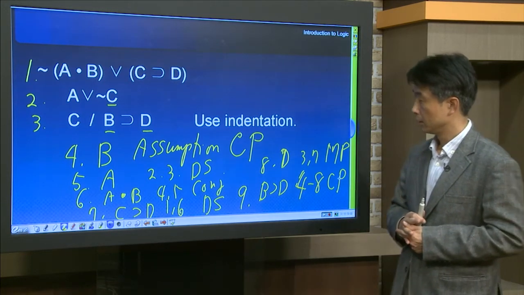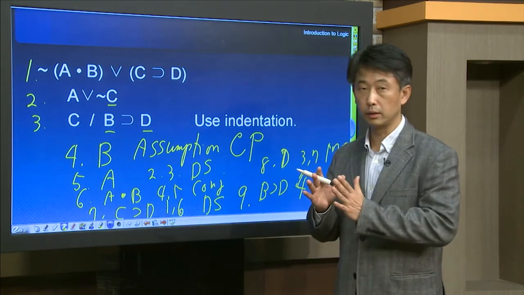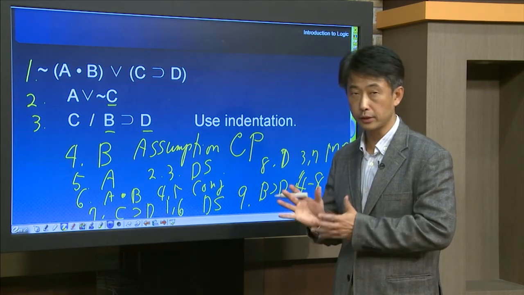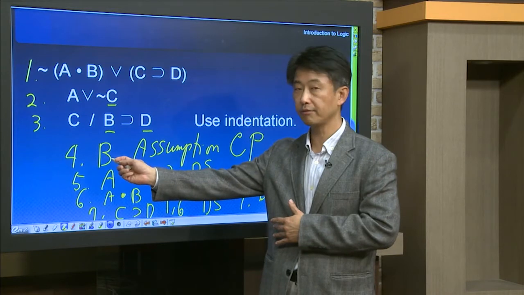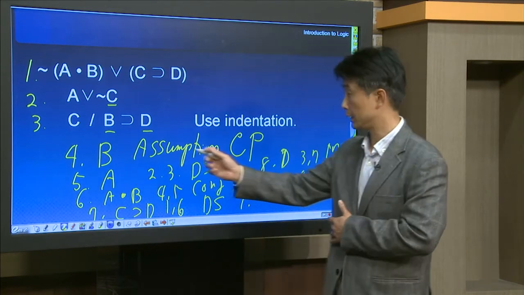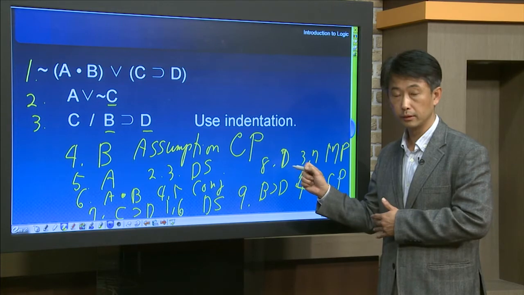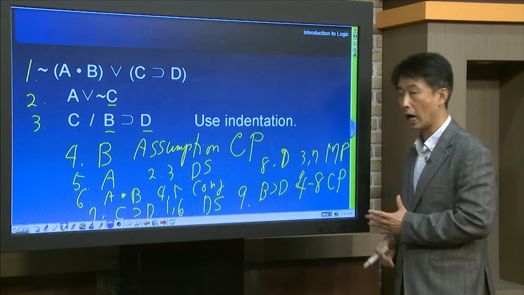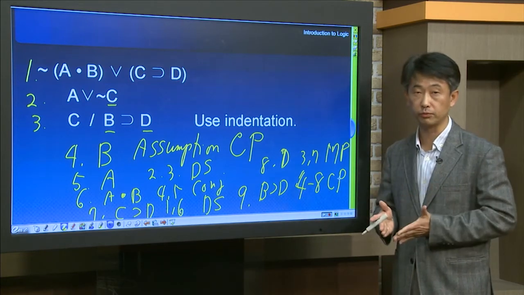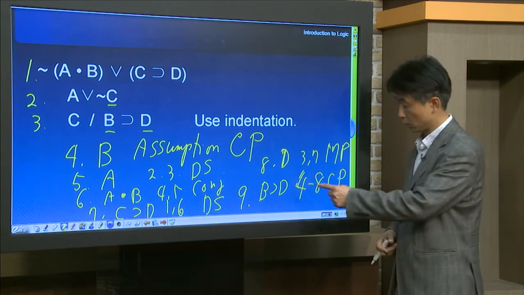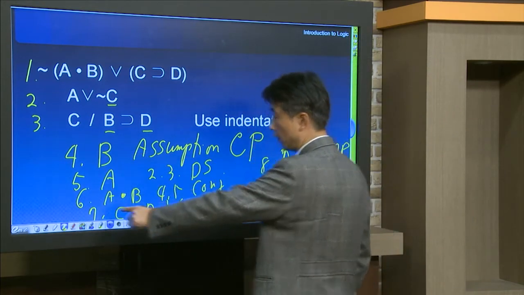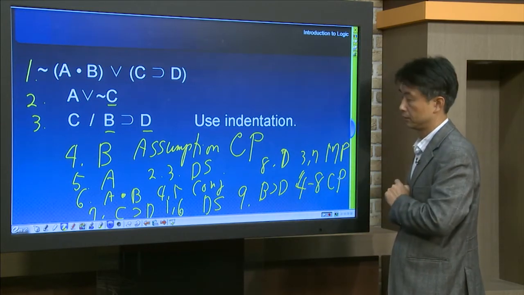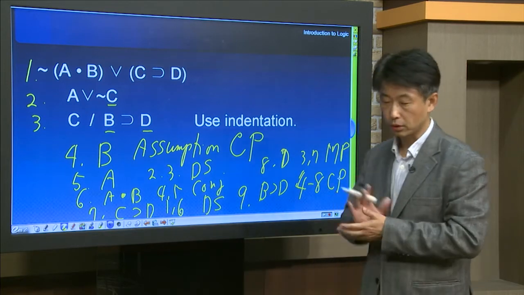Okay, so when you want to use the conditional proof technique to derive a conditional statement, you start by assuming the left-hand side of the conditional statement and derive the right-hand side. Then automatically you can derive the conditional statement itself. How? Well, that's what conditional proof guarantees. Okay? So from step 4 up to 8, I have used conditional proof. So that's conditional proof.